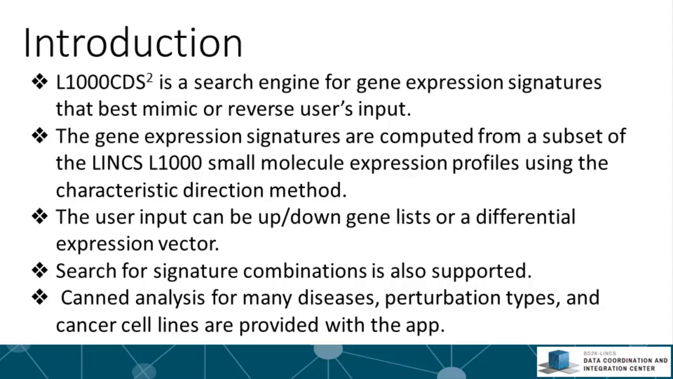expressed genes. We only query a subset of the LINCS L1000 small molecule expression profiles because we only took those perturbations that induced a significant change. We also are using the characteristic direction method that we developed to identify the differentially expressed genes. So this is why L1000CDS2 is different from the tool that is provided from the connectivity map database from the Broad Institute. So the user input can be either up or down gene list or a differential expression vector.